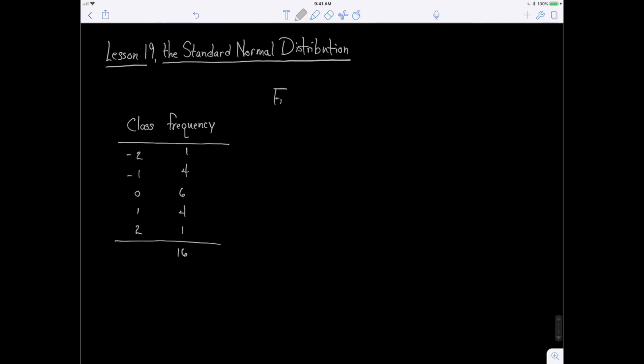First, we need to find the mean and standard deviation. All right, here we go.